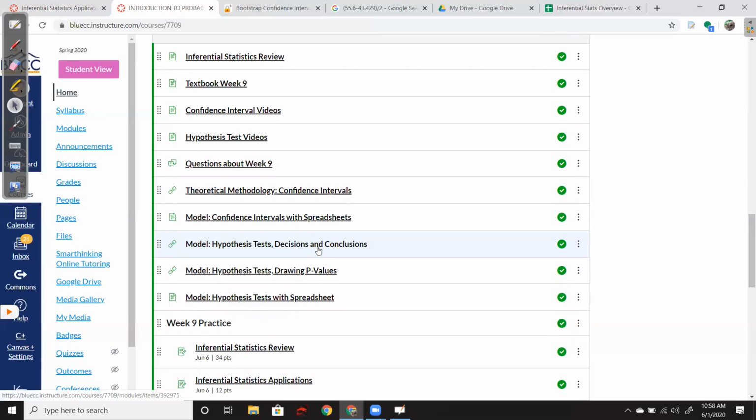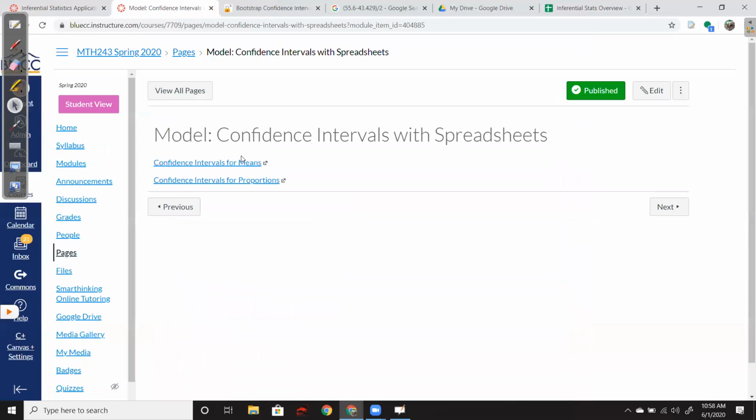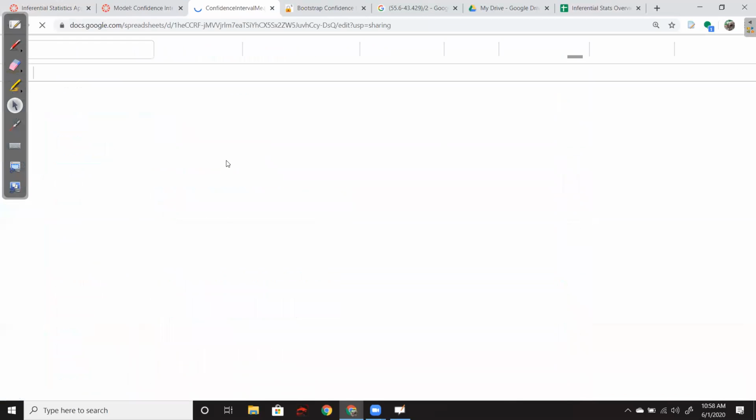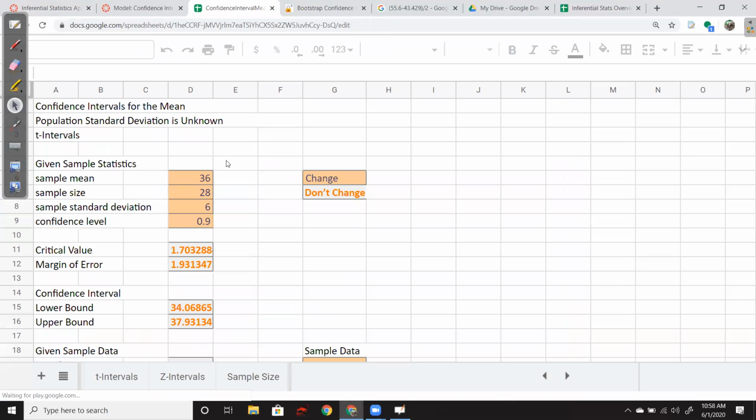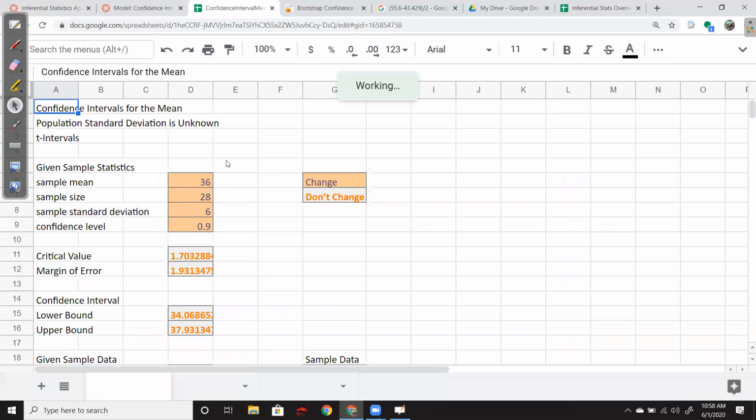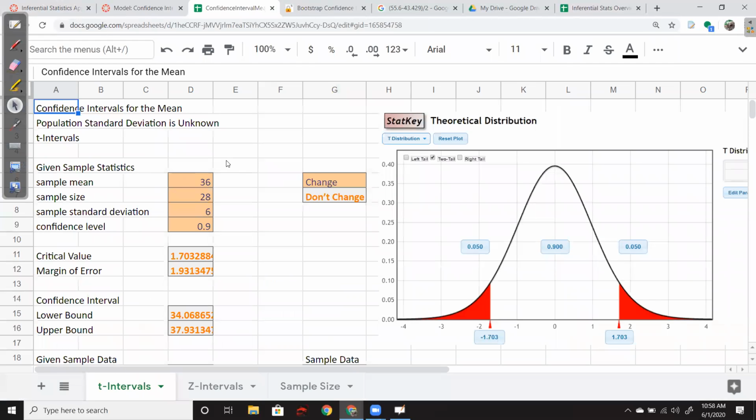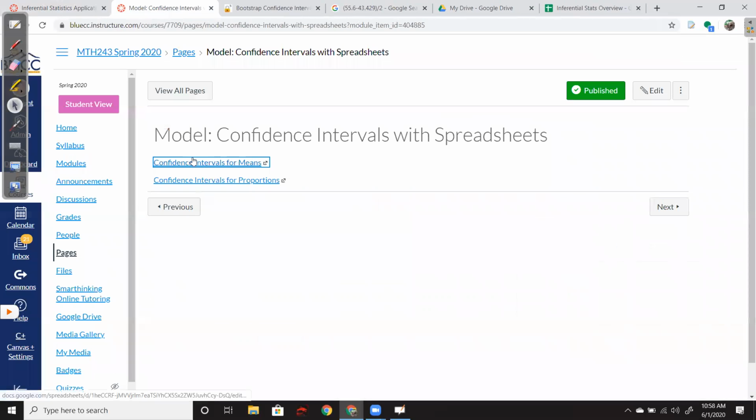So there were a couple of things. So model confidence interval with spreadsheets, and then I have hypothesis tests with spreadsheets. And so I have pre-built spreadsheets you can just kind of plug your own stuff into. And then as far as you using those, if you're a Google user, you'll have to go to the file menu and choose make a copy. So actually, let me go take this into an incognito screen.